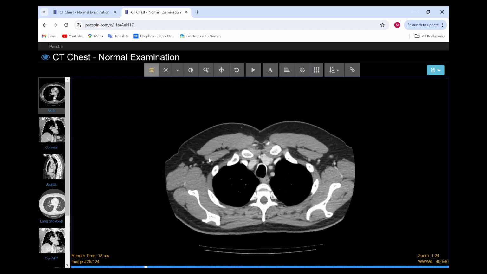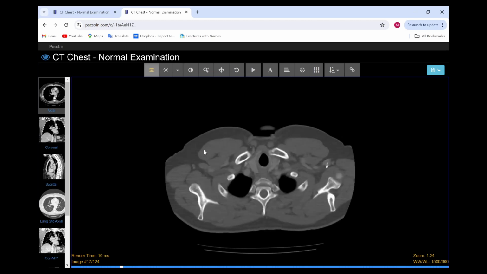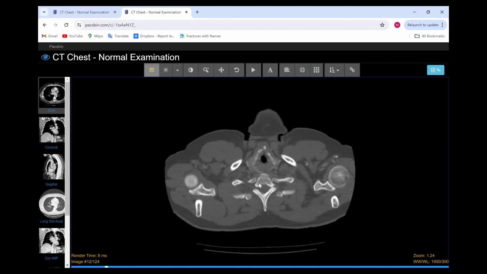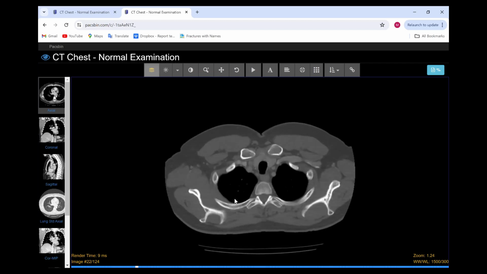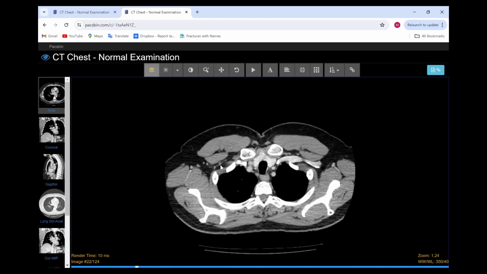We move on to the rib. So the first rib arises from the first thoracic vertebra. As you know, this is the first thoracic vertebra, and this is the first rib. We have an anterior part and a posterior part in each rib. And in between, there is intercostal muscle. So this is the intercostal muscle in between the ribs, and this is the first rib.